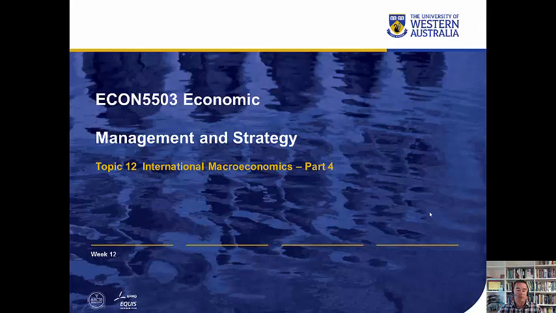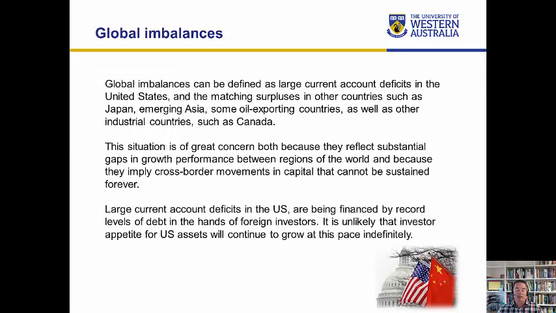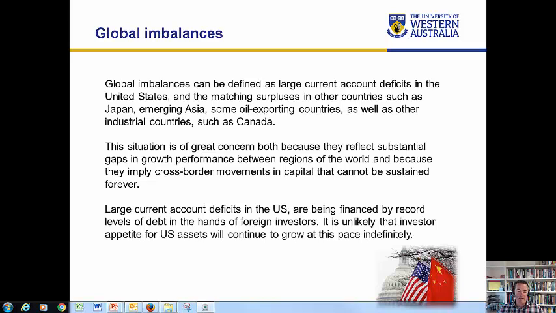This is part 4 of topic 12, and in this topic we're looking at global imbalances. Now, a global imbalance does exist in the world at the moment, and the form it's taken is persistent current account deficits, primarily in the Western countries, that is the United States and Europe, and persistent current account surpluses in China, Japan, emerging Asia, and many of the oil exporting countries.